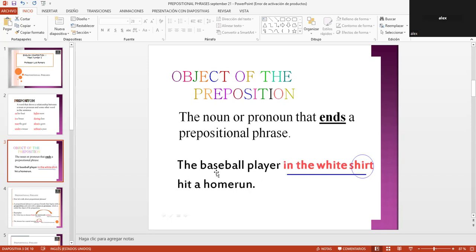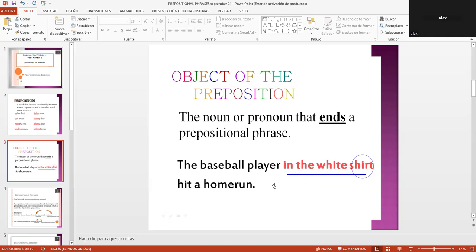I'm going to read the sentence. The baseball player in the white shirt hit a home run. So here you have an important part of the sentence, which is the prepositional phrase. Questions, Alex? Any question? Good.